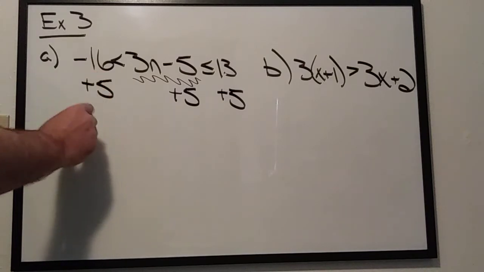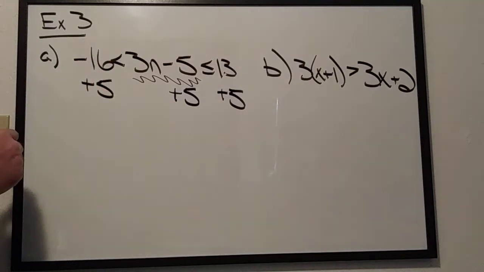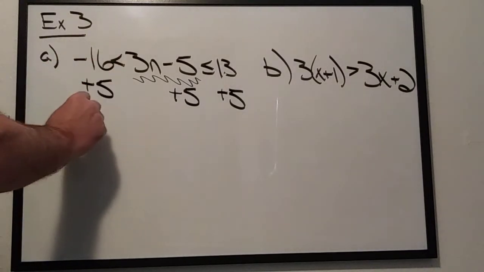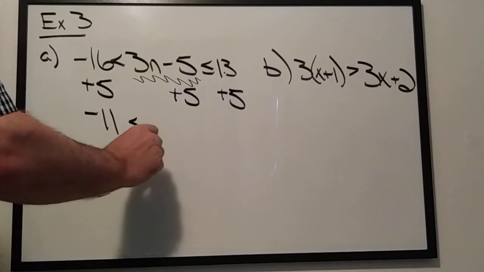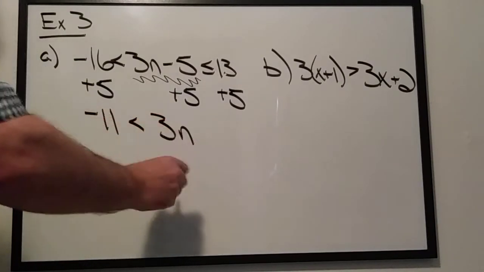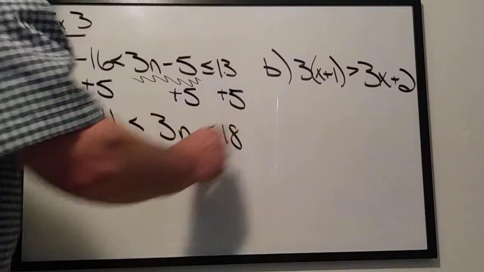Negative 16 plus 5, be careful with your signs, be careful with the idea that we have one negative and one positive here. Negative 16 plus 5 is going to be negative 11. And we have less than. Here the 5s are going to cancel, leaving us with 3n, and over here we have 13 plus 5, that's going to be 18.